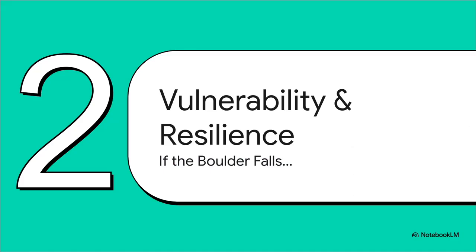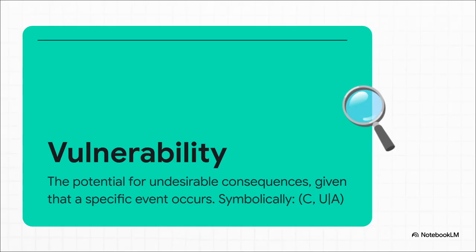So we've defined risk, but that definition has two big parts: the chance of something happening and what happens if it does. This next section is all about that second part, the consequences. And that brings us to vulnerability. Now, this formula might look a little technical, but I promise it's super simple. It's the consequences, C, and the uncertainty, U, and that vertical line just means given that. So given that the event, A, has already happened, we're not asking if the boulder will fall anymore, we're asking, okay, it fell, now what?